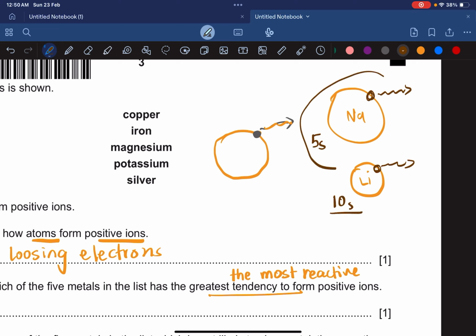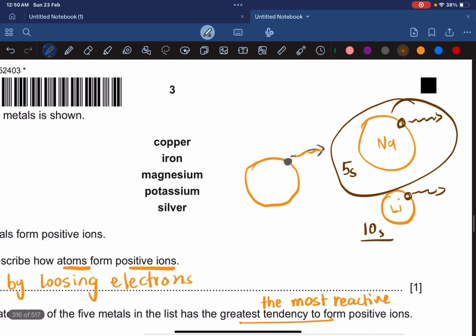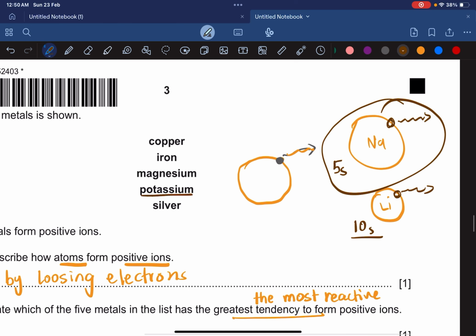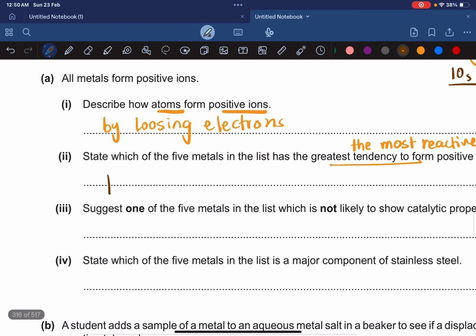So the more reactive you are, the more tendency you have to lose this electron. So it's going to be the most reactive out of them. I guess we all know it's going to be potassium, because potassium is the most reactive according to the reactivity series. Okay, go learn the reactivity series if you are unable to figure it out.